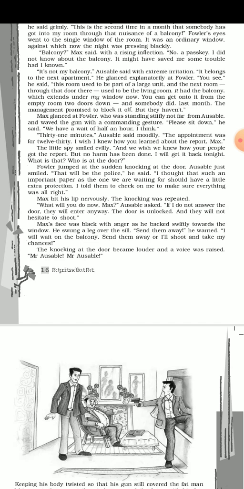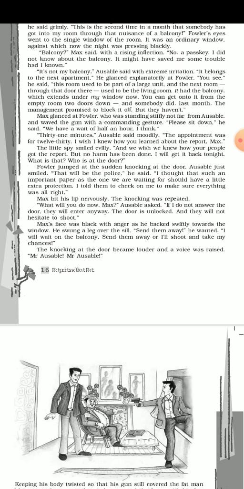So see, next paragraph. Max bit his lip nervously. The knocking was repeated. It means, as Ozable said, that police is at the door and they are knocking repeatedly because nobody had opened the door. Max bit his lips nervously. It means Max began to think of something very shrewd, but he got nervous. He got afraid at that time.